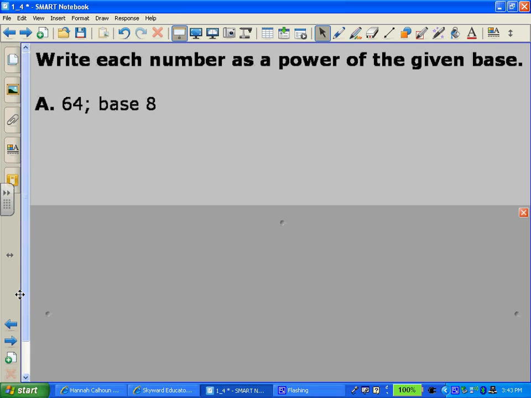Then the second thing that you'll do today looks like this. Now these look to be kind of confusing at first. The directions say write each number as a power of the given base. So here's what they'll do. They'll give you a number, in this case they give you 64, and they give you a base. Now what they're not telling you is the exponent. So what this means, it's asking 8 to what power, or what exponent I should say, 8 to what exponent is equal to 64.